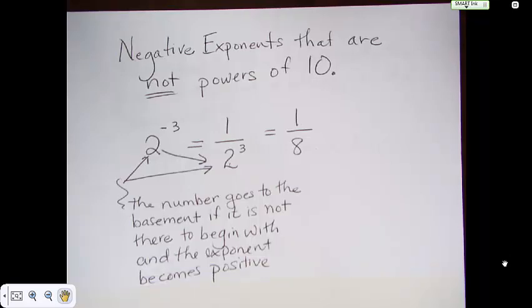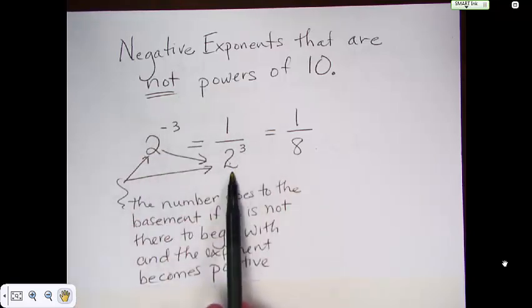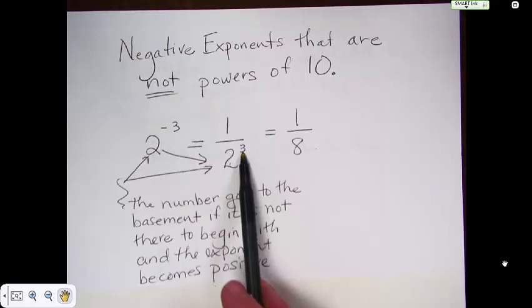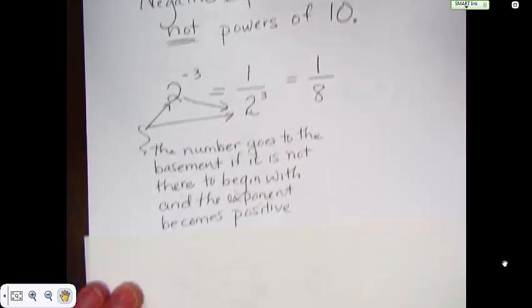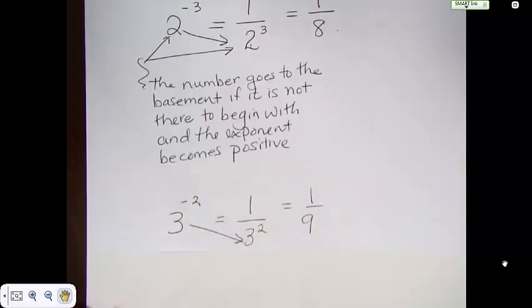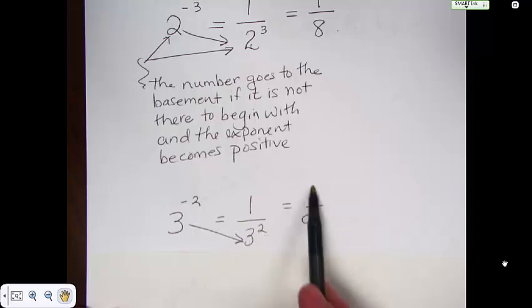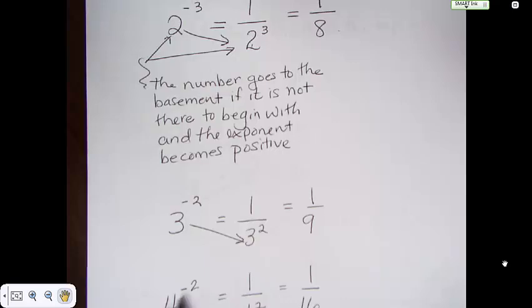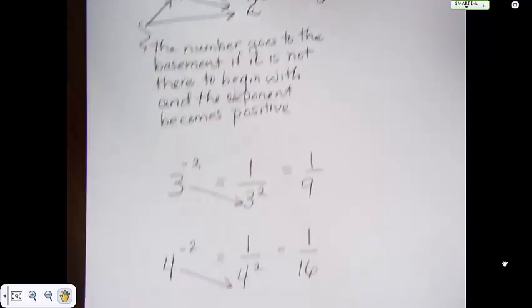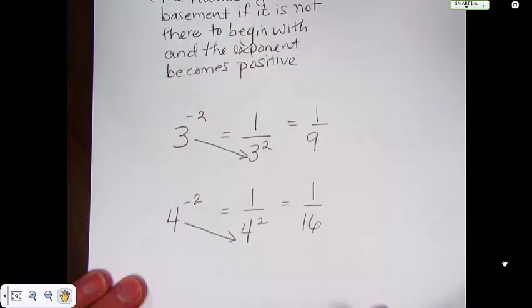Let's try it again. Okay, so the number that goes to the basement, if it's not there to begin with, and the exponent becomes positive. So 2 to the negative third, 2 goes into the basement, this exponent becomes positive, and then you go ahead and do the math. Here's another one. 3 to the negative 2, 3 goes to the basement, the 2 becomes positive, 3 times 3 is 9, and you have 1/9. 4 to the negative 2, 4 goes to the basement, it's 1 over 4 squared, which is 1/16. Sorry, I didn't show that very well, did I? Any questions? Okay.